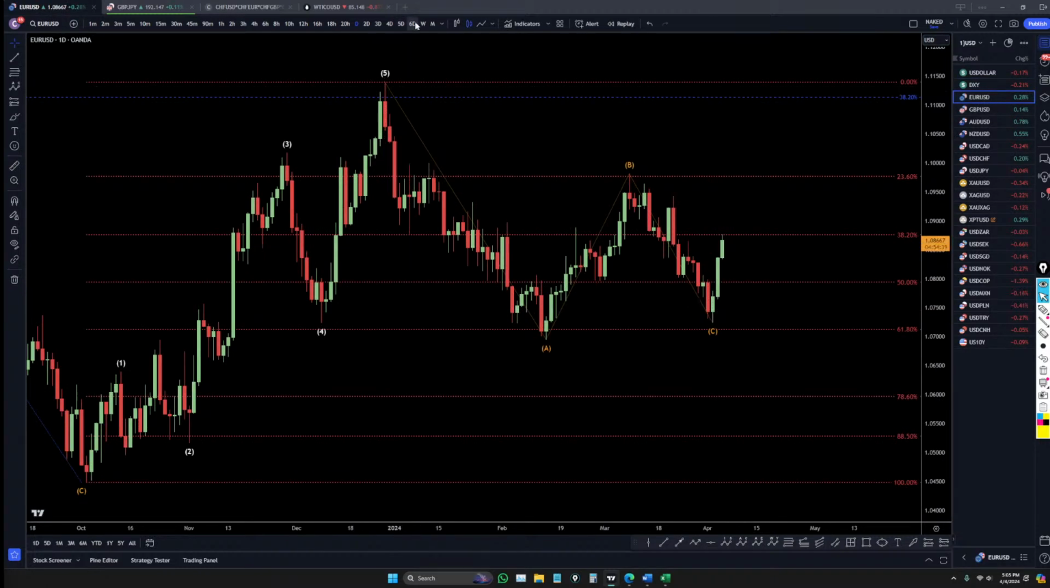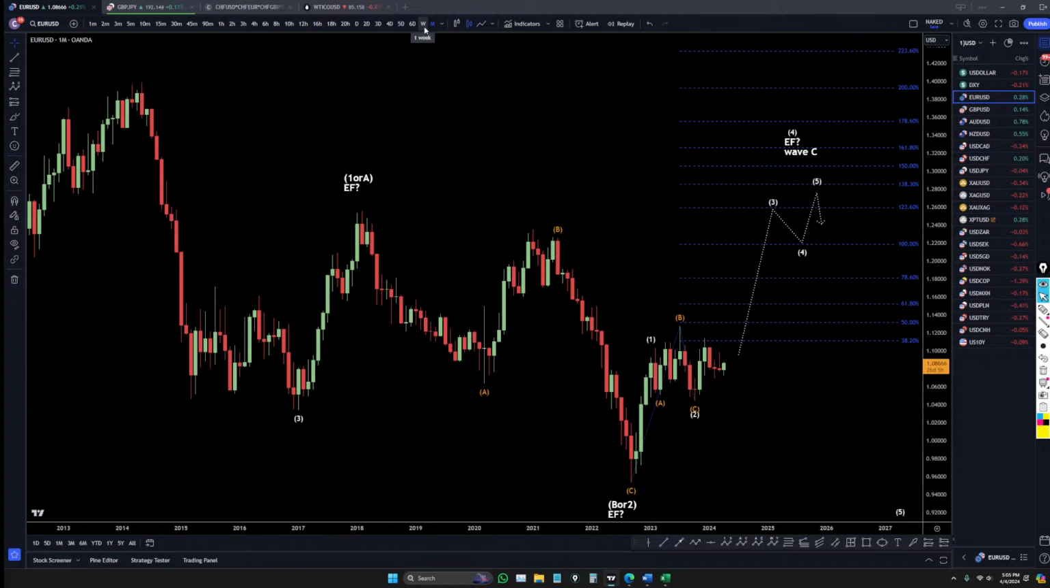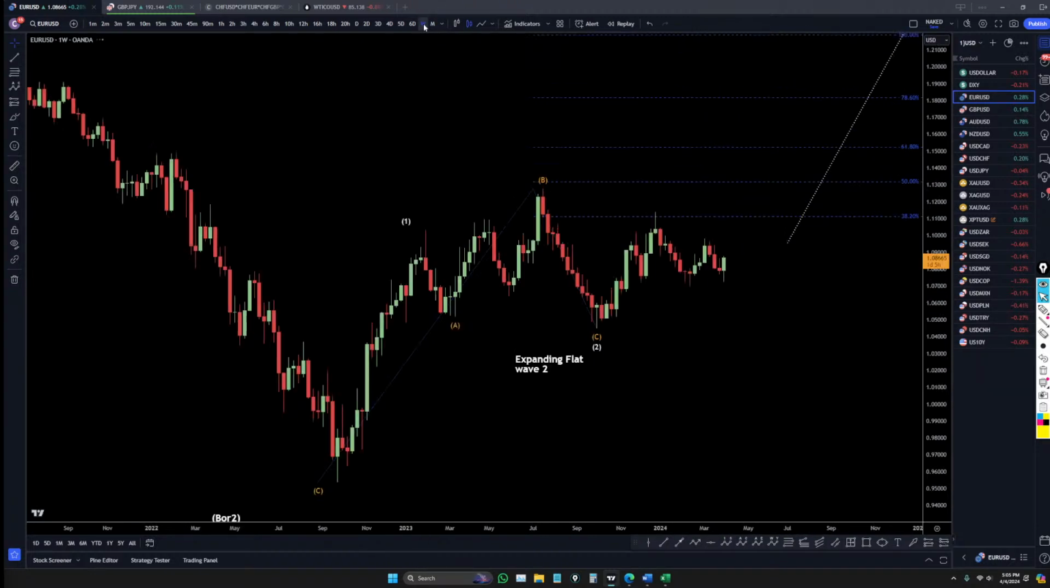So the euro dollar. Hopefully you guys and girls have seen my videos, because I'm probably not going to do the full top down analysis on these pairs. Hopefully you've already seen my videos, because I do think this may be the very early stages of a wave three on the euro dollar.